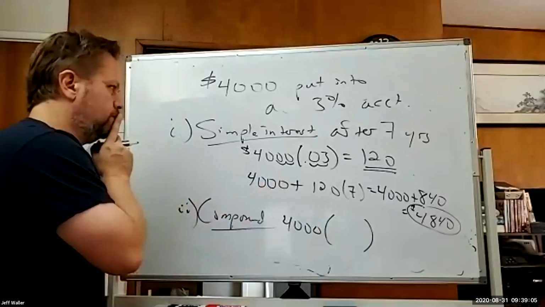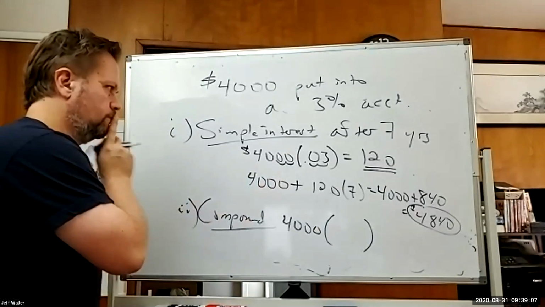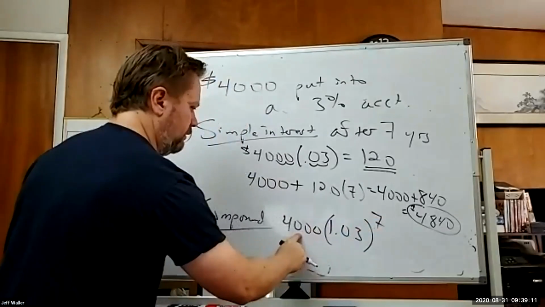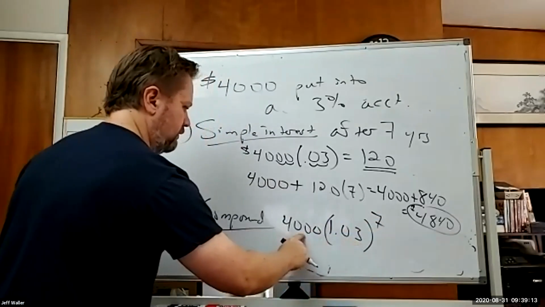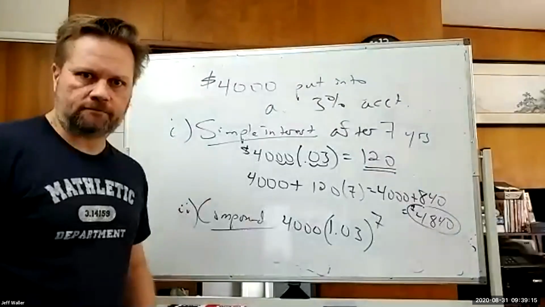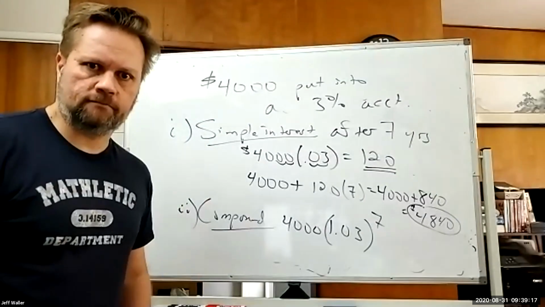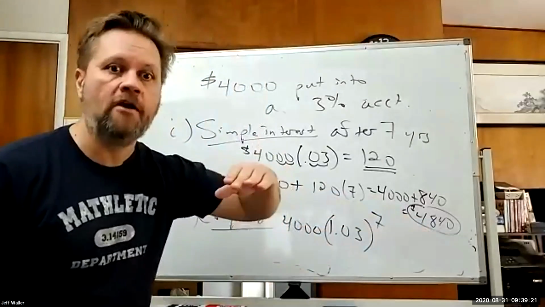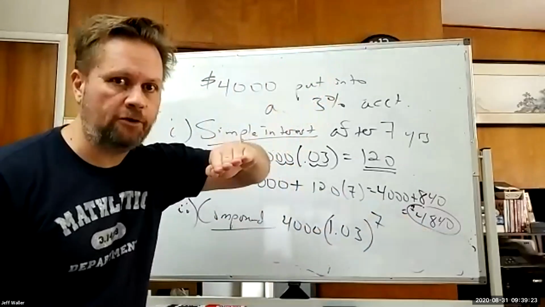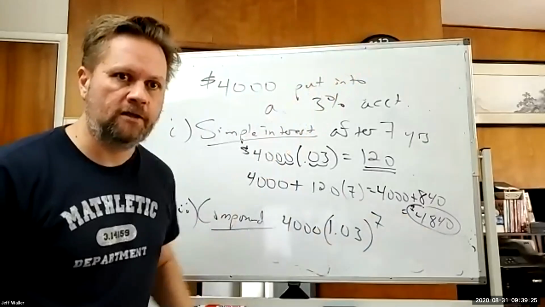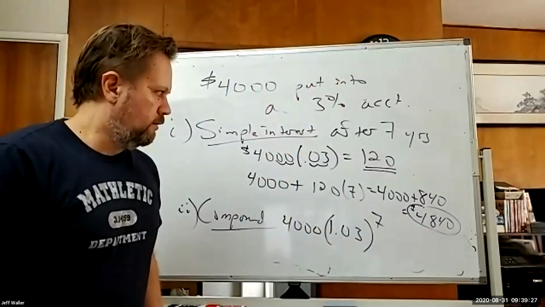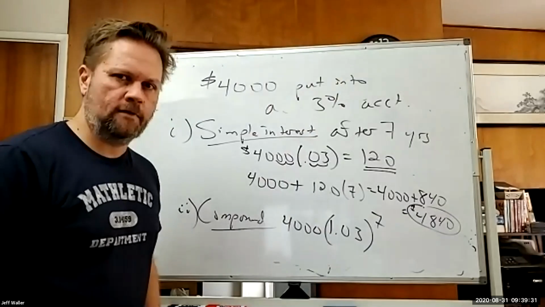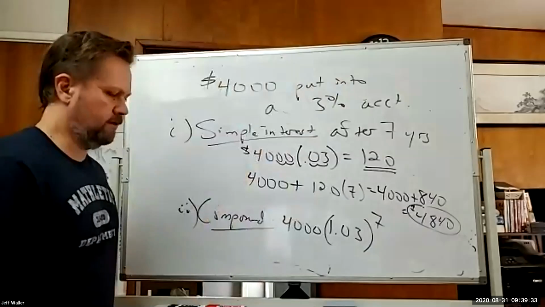No. 1.03 to the 7th power. I want one of these plus 3% of these 7 times. And this is going to be higher than this, obviously, because it's growing faster each year. It's not growing the same amount each year. And so whatever that is, I don't know.